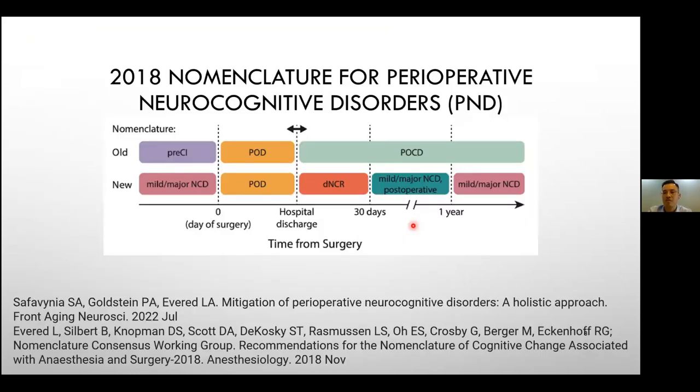In order to have a more standardized nomenclature for this issue, in 2018 a working group convened and decided on a new nomenclature. Prior to this, the spectrum of disease included pre-existing clinical impairment occurring before the surgery, and then the patient could develop post-operative delirium after surgery until the point of discharge. Cognitive impairment following discharge was known as post-op cognitive dysfunction.